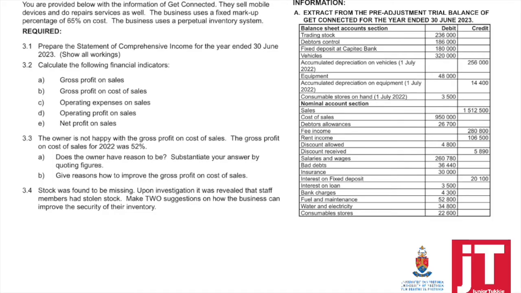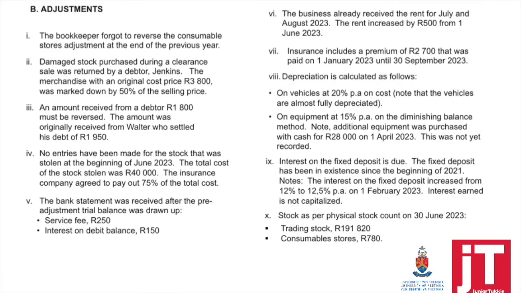3.2, calculate the following financial indicators. So these will be related to the profitability because you were only asked to do the statement of comprehensive income. And then we're going to add now by looking at commenting. Then 3.4, stock was found to be missing. So integrating internal control. You are given information A, an extract from the pre-adjustment trial balance. This is before adjustments were done. So they've given you a list of adjustments that should be done.